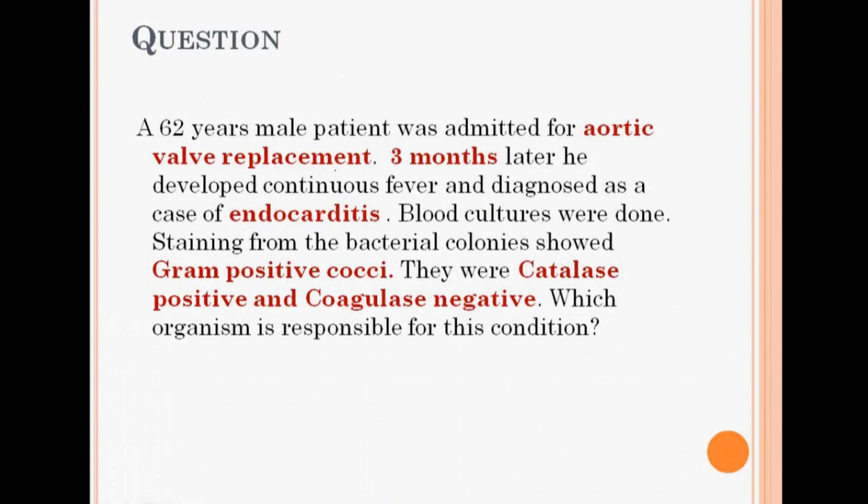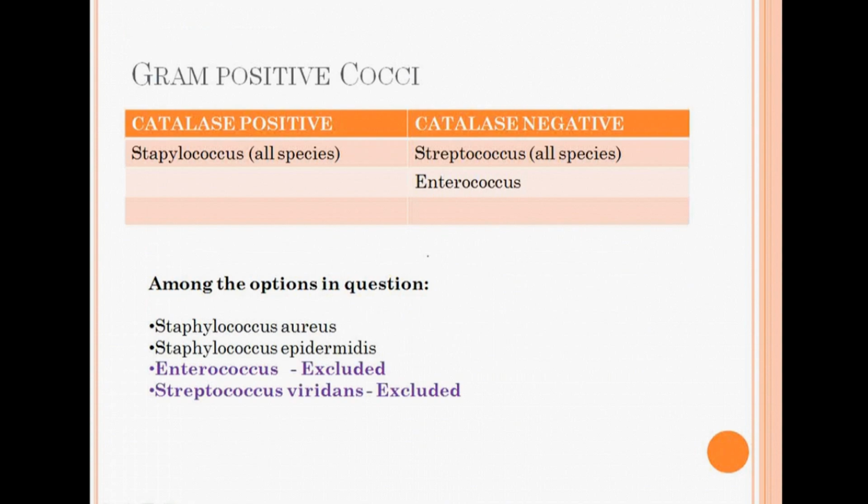The catching point in this question is, first it is a case of aortic valve replacement and then the patient is presenting 3 months later. So the time period we have to note, and it is already told a case of endocarditis. The main thing to notice here is that the bacterial colonies are showing gram-positive cocci, which are catalase positive and coagulase negative. So these are all the catching points in this question.